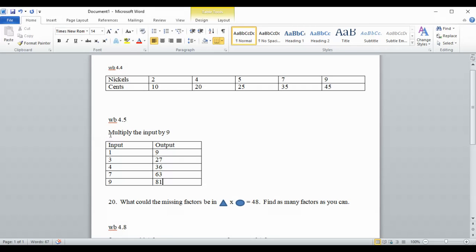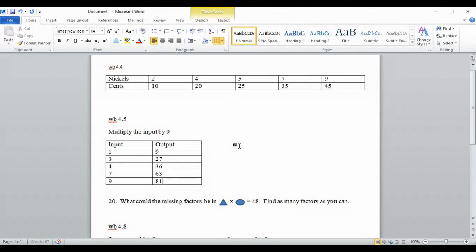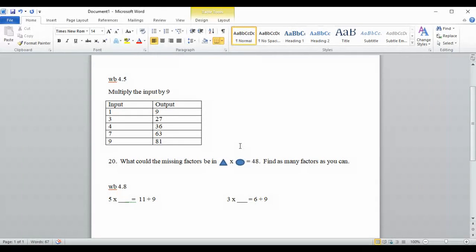Pay attention to the rule that they give you up there. Follow the directions, and we're just filling them in vertically instead of horizontally. That's the only difference there.